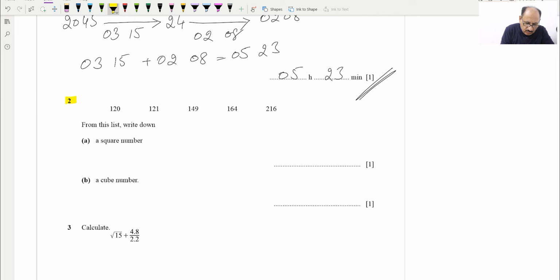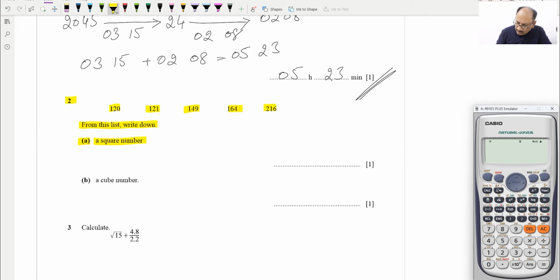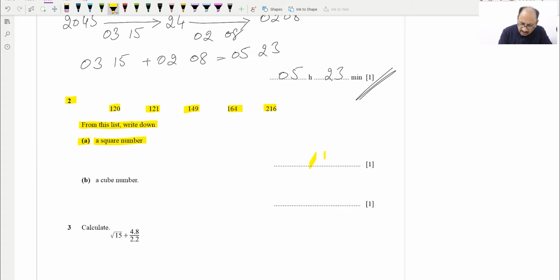Now question number 2. These numbers are provided and they are saying from this list write down a square number. If you don't know, you can check, like the root of 120 is a decimal number, so this will not be a square number. Similarly 121, the square root of 121 is 11, so 121 is a square number, which we can provide as our answer, and there's no working required for 1 mark, so this is done.